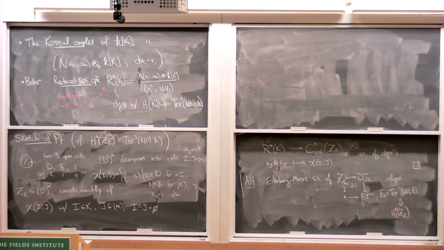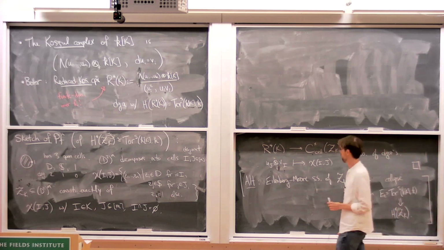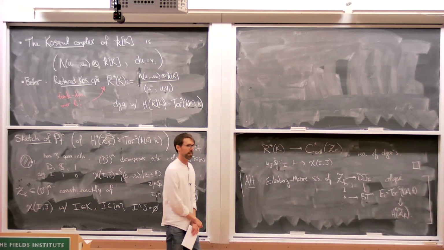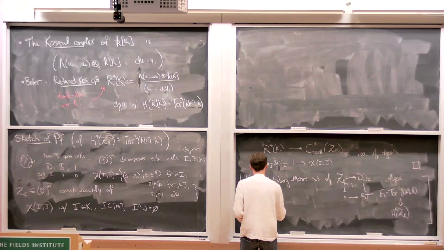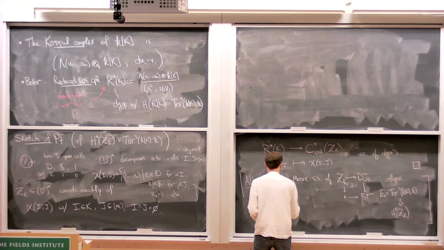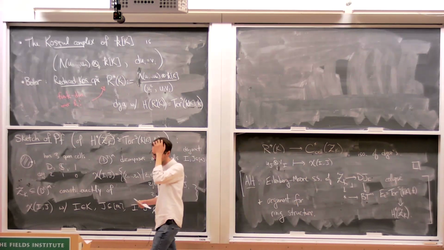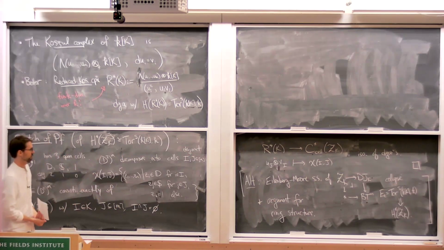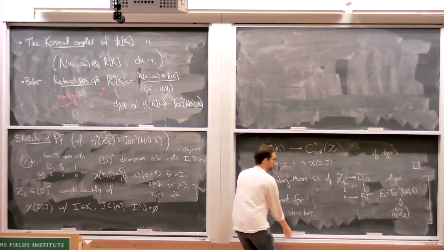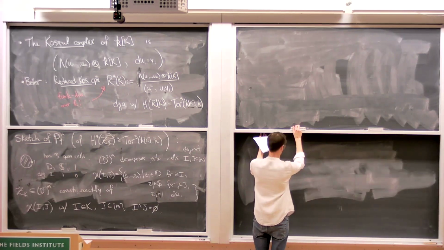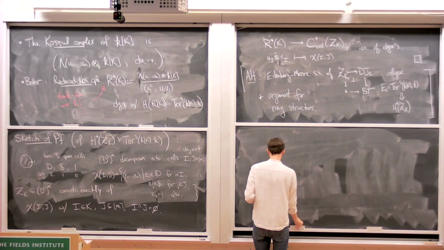And then again, one has to do something more to get the ring structure, right? This collapse doesn't automatically give you an isomorphism of rings. So plus argument for ring structure. Okay, so I'm sweeping some things under the rug. All of this stuff isn't quite as simple as I've made it out to be. But that's roughly the idea.